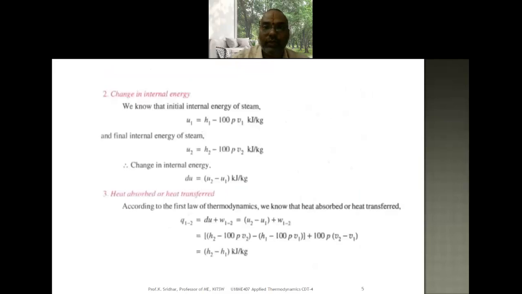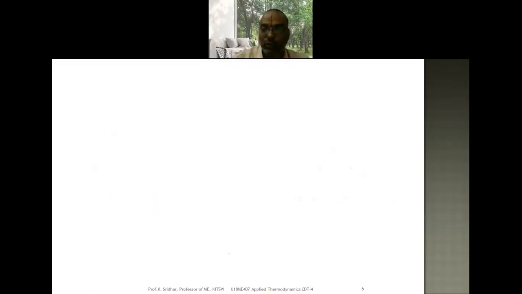The next one is the change in the internal energy. I always told you that H is equivalent to U plus PV, so from this we find U is equivalent to H minus PV. Since the units are in kilojoules per kg, we multiply with 100. Use the formula to find dU is equal to U2 minus U1. From the first law of thermodynamics, we find delta Q is equal to dU plus delta W. So find the values of U2, U1 and W. Here the heat supplied is equivalent to H2 minus H1.